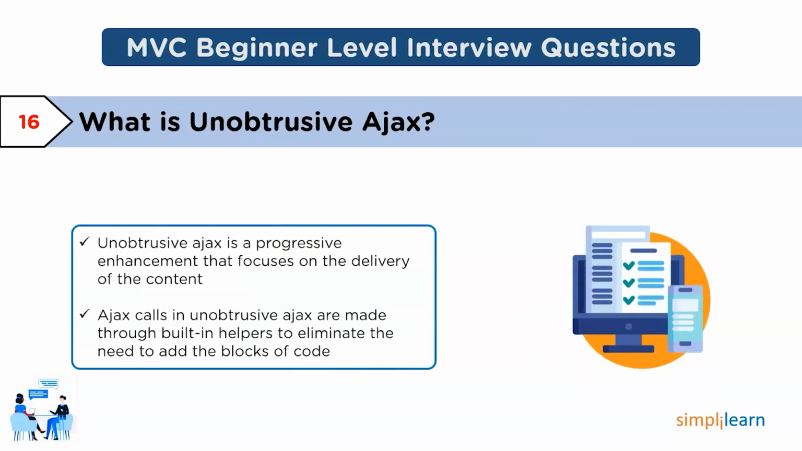What is an unobtrusive AJAX? It is a progressive enhancement that focuses on the delivery of the content. AJAX calls in unobtrusive AJAX are made through built-in helpers to eliminate the need to add the blocks of code.